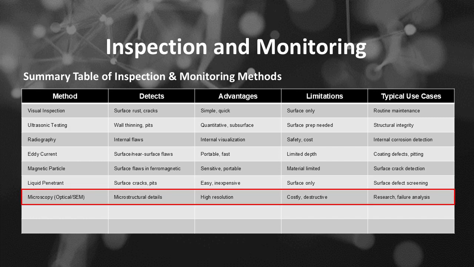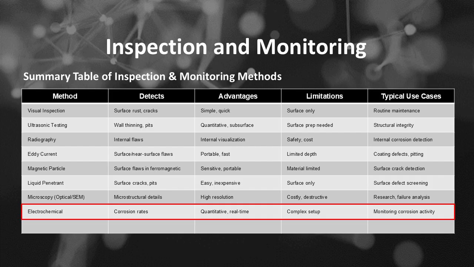Microscopy method is to examine microstructural details. The advantages of this method are high resolution. The limitation of this method is costly, destructive. This method's typical use case is in research, failure analysis. Electrochemical method is to measure corrosion rates. The advantages of this method are quantitative, real-time. The limitation of this method is complex setup. This method's typical use case is in monitoring corrosion activity.